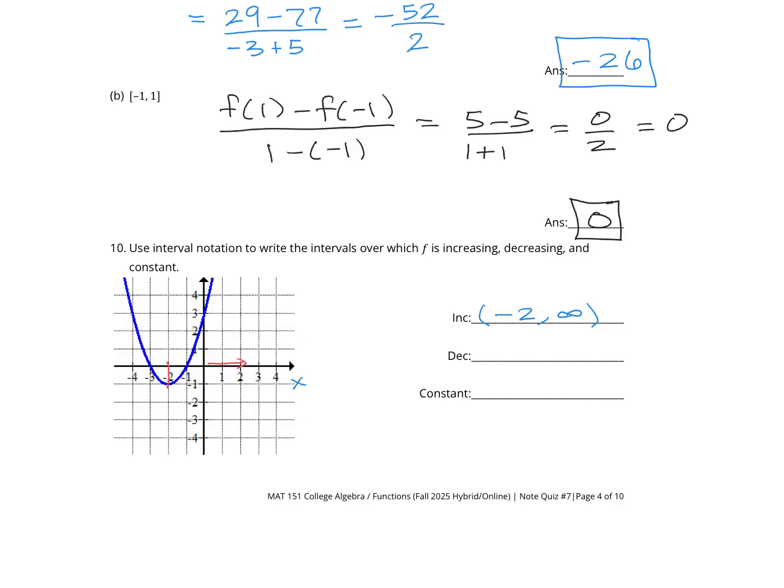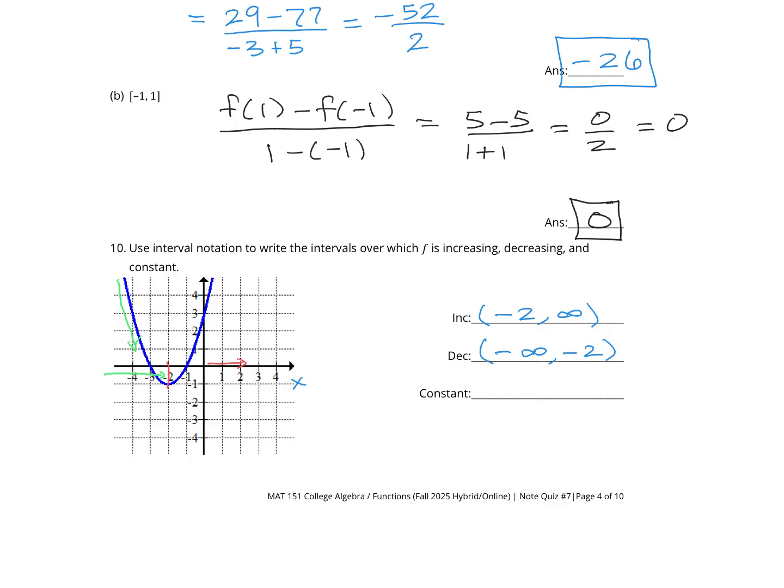Now let's focus on decreasing. Decreasing is when you're going down. And you notice that starts here at the far left and goes all the way until you reach negative 2. So that interval is going to be from negative infinity to negative 2.